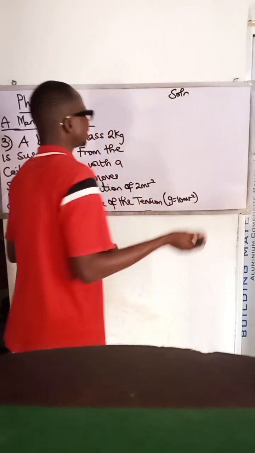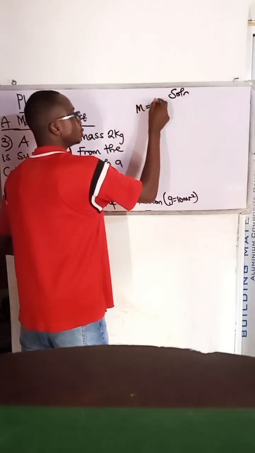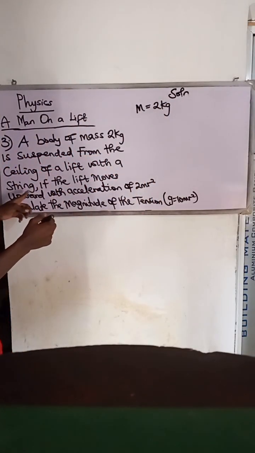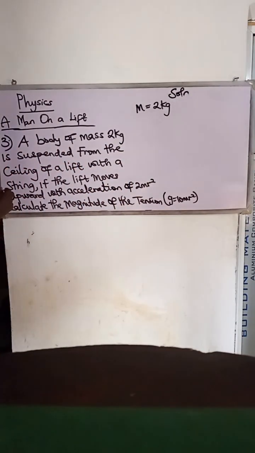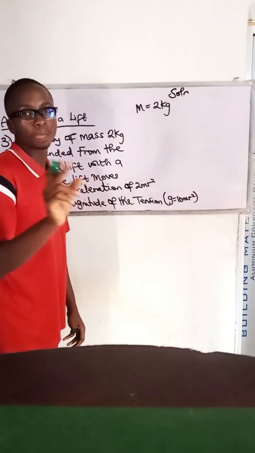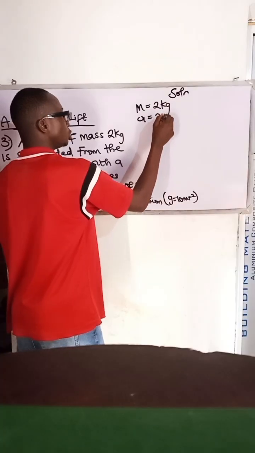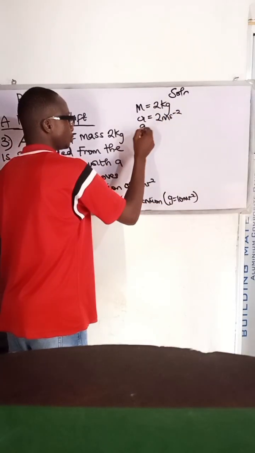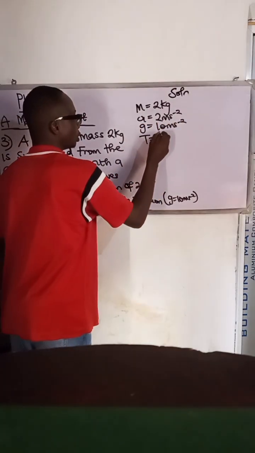This is like what we've done before. They give us the mass, 2 kg, suspended from the ceiling of a lift with a string. The lift moves upward with an acceleration of 2 meters per second square. This is vital: because it moves upward, we know the formula to use. They give us g as 10 meters per second square, and ask us to calculate the tension.